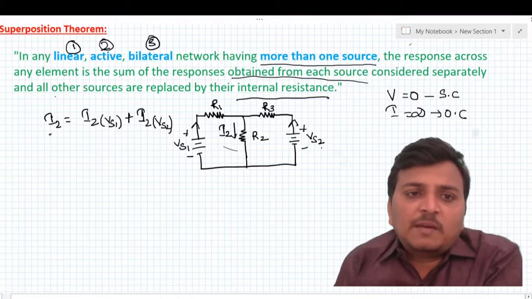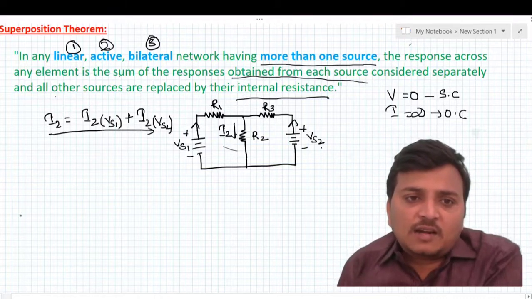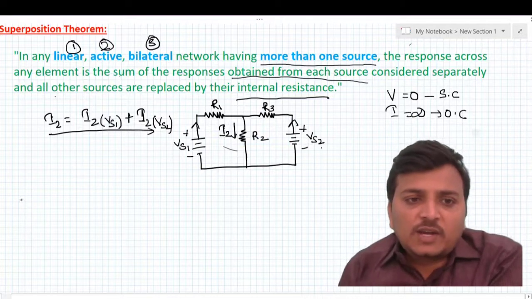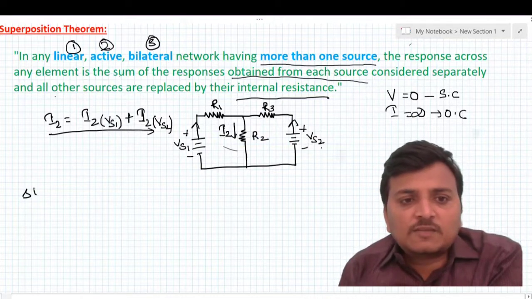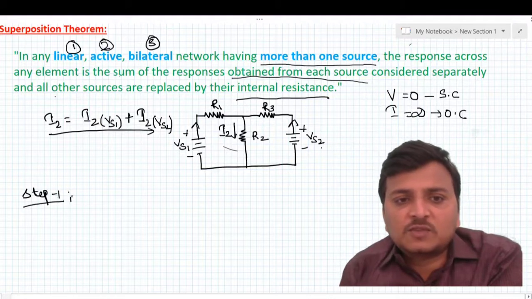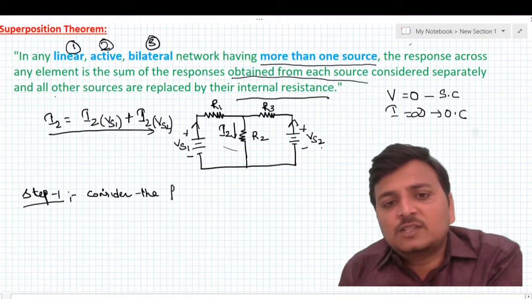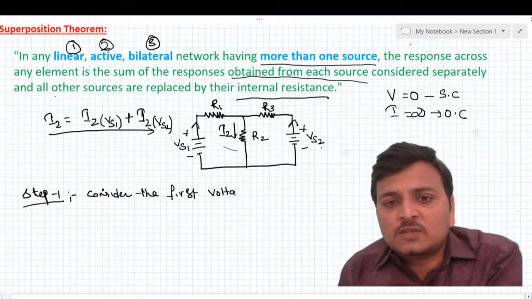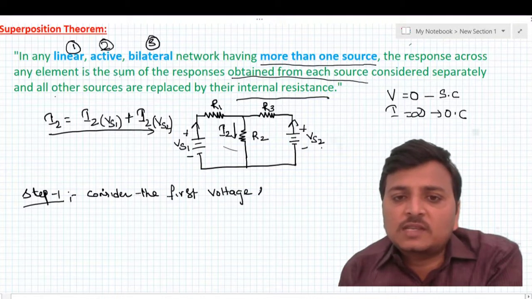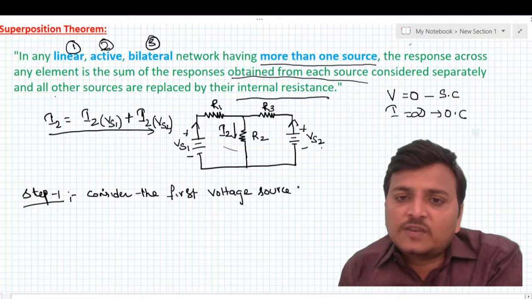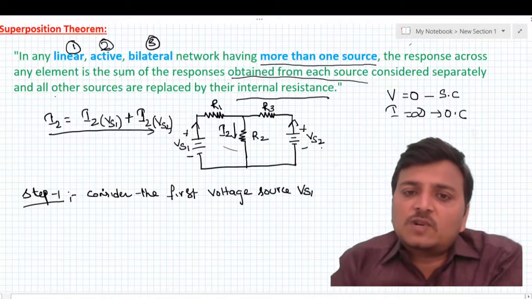Now, using this understanding, we will apply a simple way to find this. In step 1, how to apply the superposition theorem, we will consider the first voltage source. Which one is the first voltage source? The first voltage source is VS1.